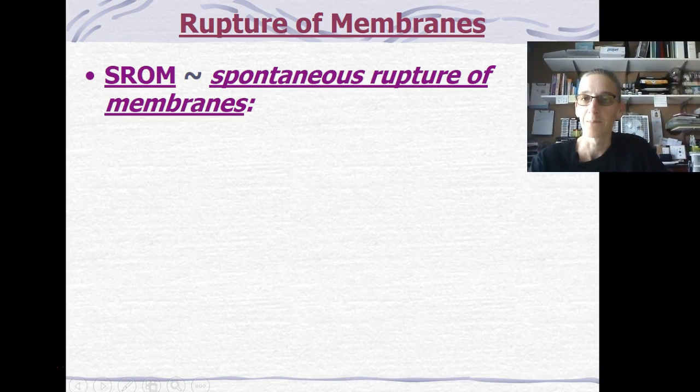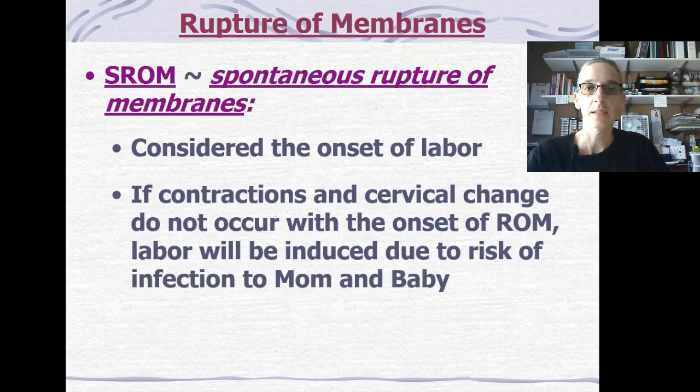SROM, because most people think ROM is range of motion. For OB, it is rupture membranes. So we've got spontaneous rupture membranes. That is often considered the onset of labor if we have spontaneous rupture membranes. If contractions and cervical change do not occur with the onset of the rupture membranes, labor is often induced due to the risk of infection to the mom and the baby, because now there's no barrier protecting them from getting an infection.